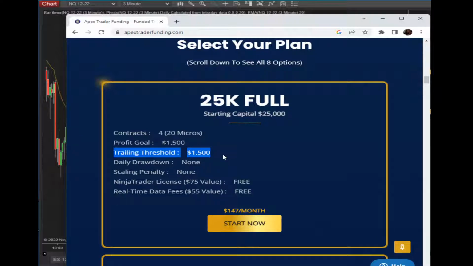Obviously, the profit goal is $26,500 because it's $25,000 plus $1,500. The other way, if you draw down to the minimum, which is $1,500, that's $23,500. So if you hit that number on your very first trade, then you're out on the downside.